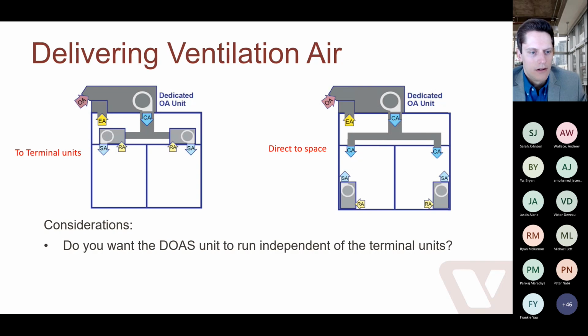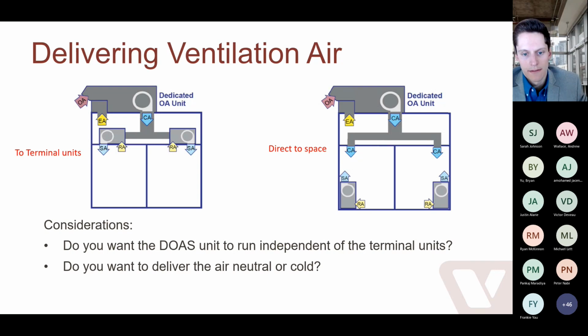Do you want the DOAS unit to run separately, or do you want the DOAS unit to run together with the terminal units, right? That will change how you design the system. And do you want to deliver neutral air or cold air to the space, right? If you're going to have your terminal units reheat the air, that might change how you select your DOAS unit. And it depends on what the space is being used for, occupancy, control methods. So when you talk about the system, you have to think about the different components and how those are all going to work in concert together.